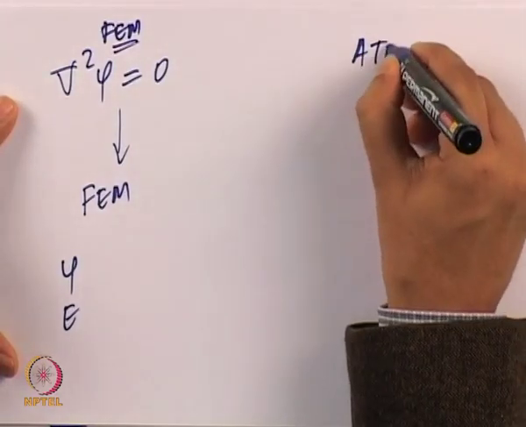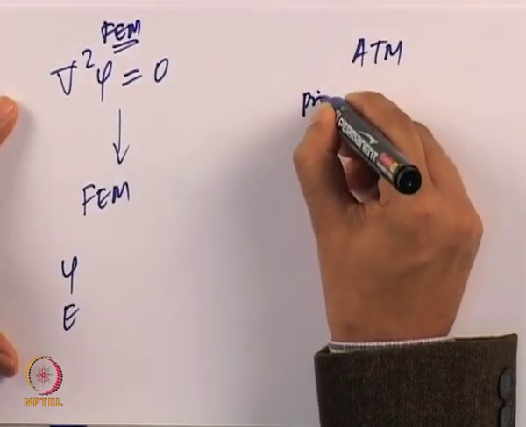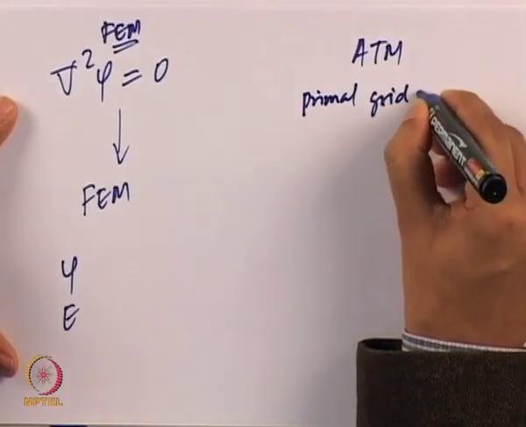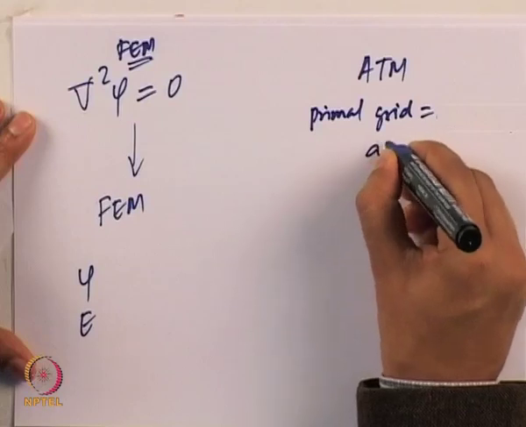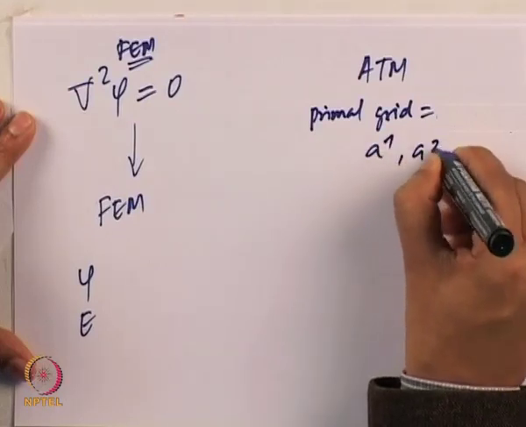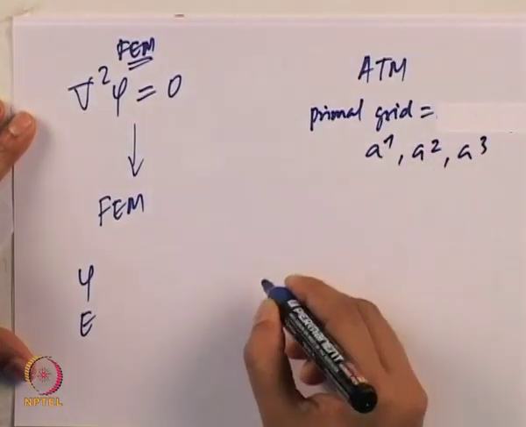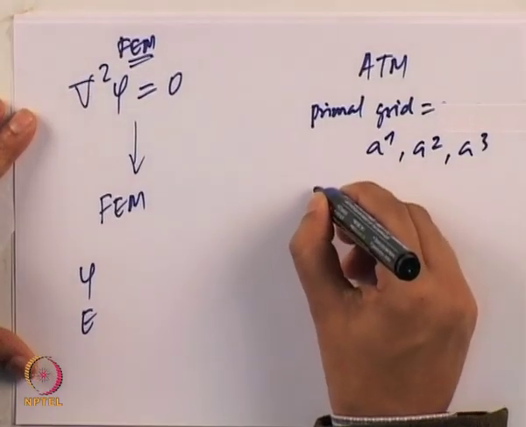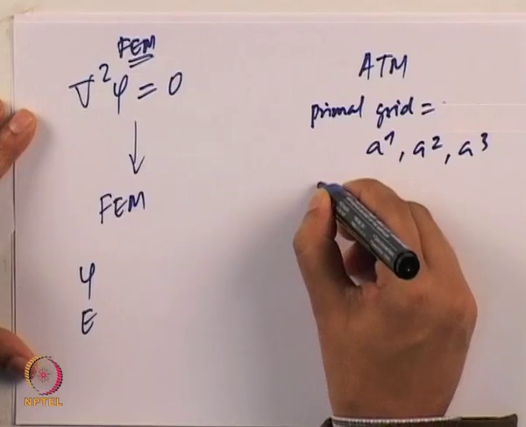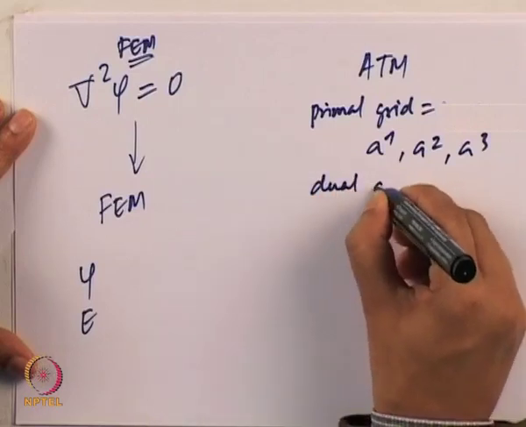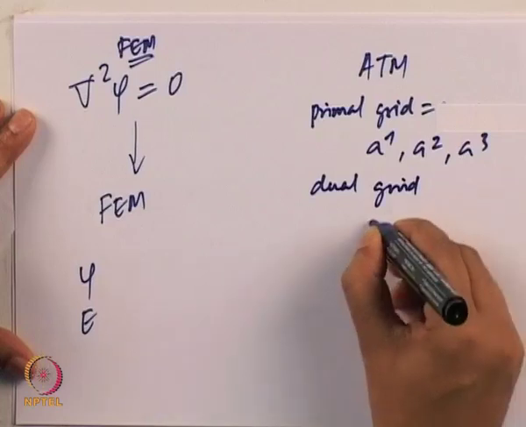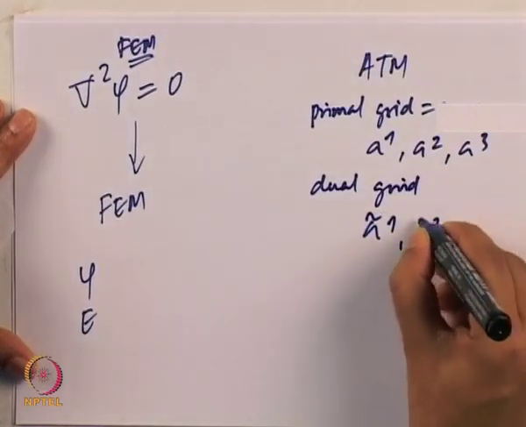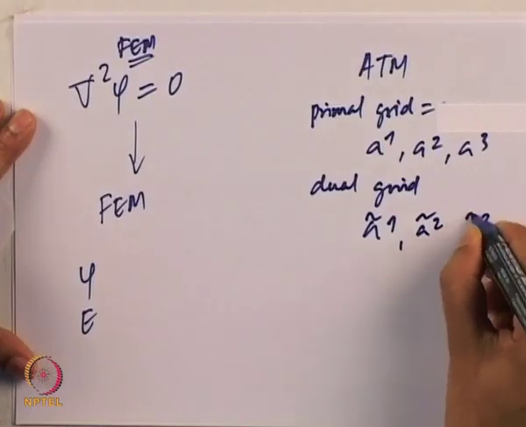In the case of ATM, we started with the primal grid. So we got the A1, A2 and A3 matrices, and using that we computed the same counterpart for the dual grid. We got A1 tilde, A2 tilde and A3 tilde.